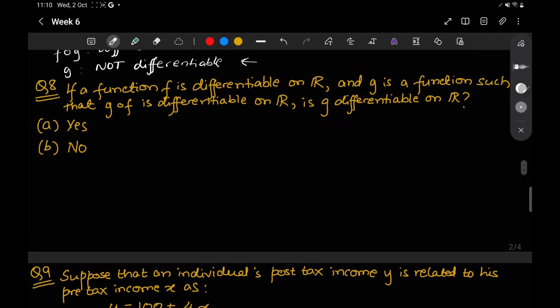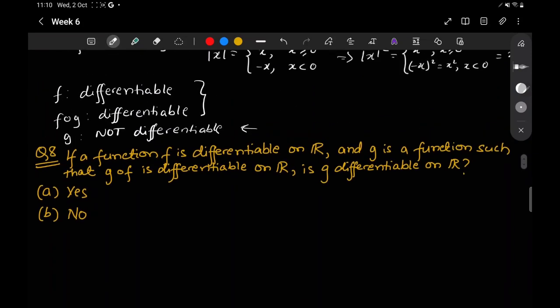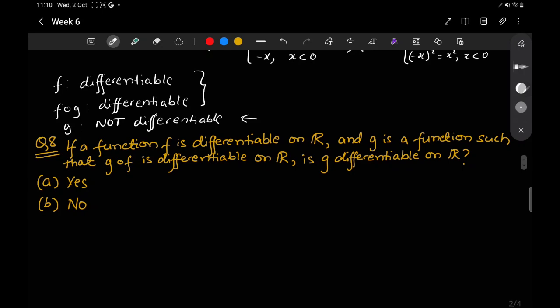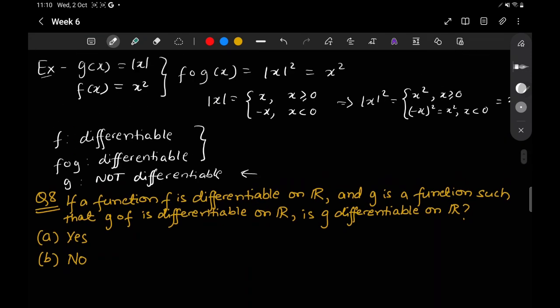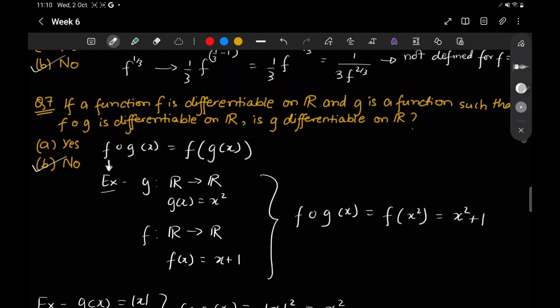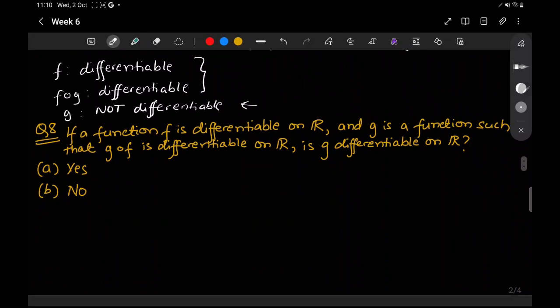Question number 8. If a function f is differentiable on R and g is a function such that g o f is differentiable on R, is g differentiable on R or not? It's a similar kind of a question. This time the composition order is different. Instead of f o g, we have g o f. So first we apply the function f and then we apply the function g.